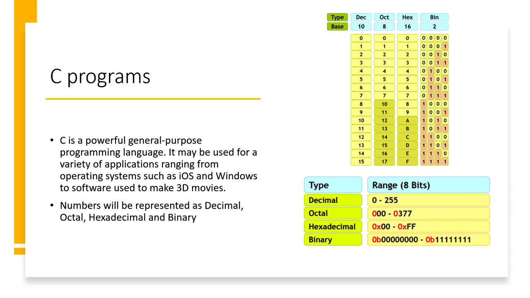octal, hexadecimal, and binary. The top right table shows the conversions from decimal to octal to hexadecimal and binary. And the bottom right table shows the range of 8 bits for each number representation.